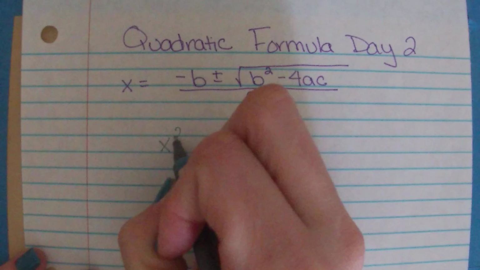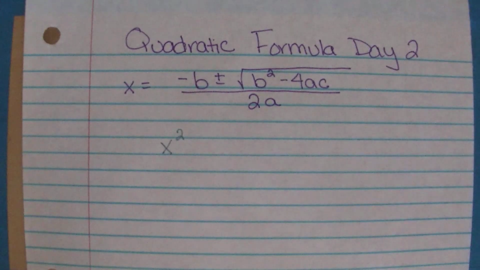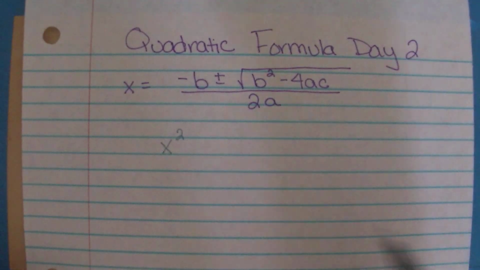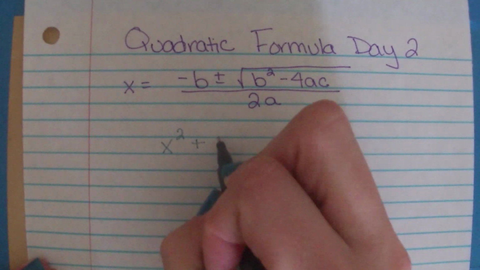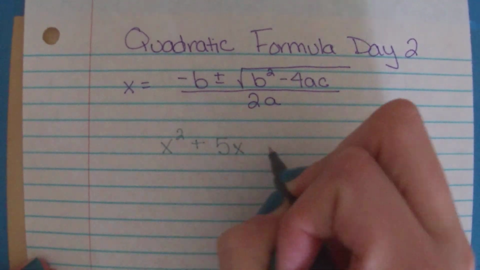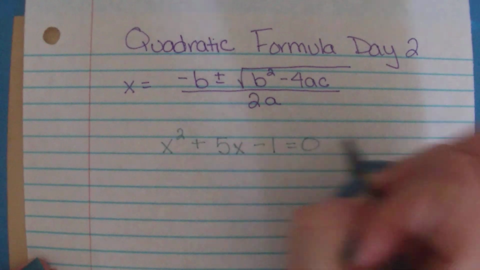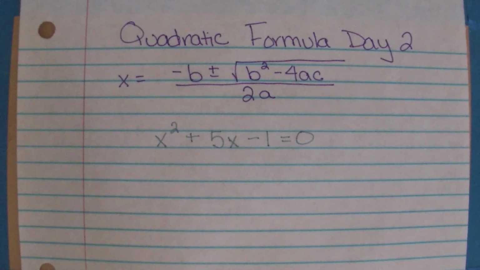Okay, so we're going to start off with a pretty straightforward one. In some ways, students actually think these are a lot easier. Sometimes they are less work. Sometimes they're a lot more work. So we'll start with the simple one. Let's say we have x squared plus 5x minus 1 equals 0. Same steps we looked at before.